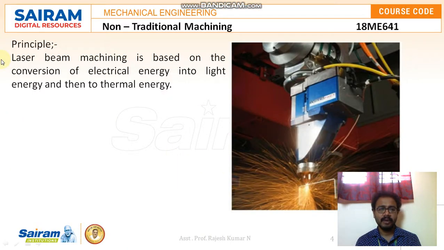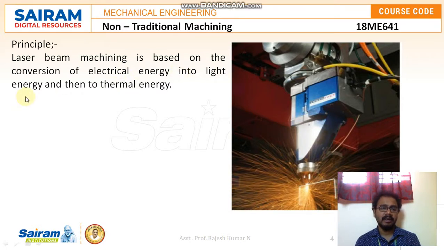The laser beam machining is based on conversion of electrical energy into light energy and then to thermal energy. For the electrical energy, we depend on some sources, usually a high pulsed heavy voltage, or any AC or DC current source is required based on the application, what exactly we are removing, and we are converting that electrical energy into the light energy.